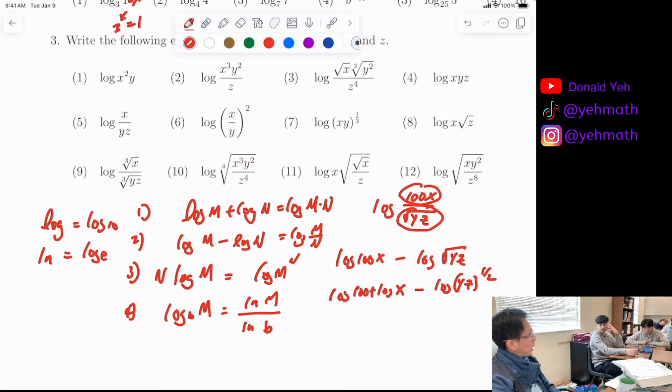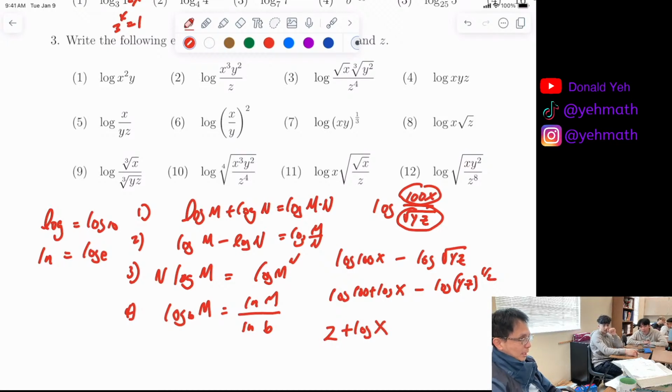Log of 100 is what? What is log of 100? What's the log of 100? Log base 10 of 100. It's 2. 10 to the which power is 100? Plus log of x. Everybody agree?